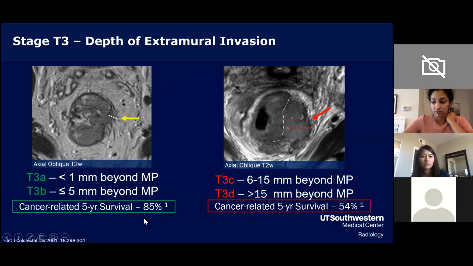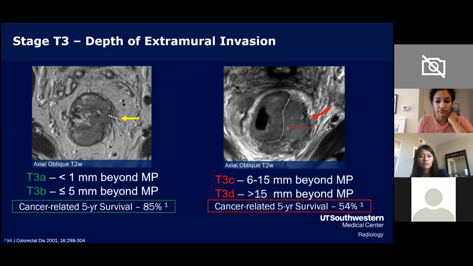And the reason this is important is because it's an important prognostic indicator. Cancer-related 5-year survival is 85% in T3A or B tumors and 54% in T3C or D. So much so that in Europe, T3A and B tumors, which are less than 5 millimeters beyond the muscularis propria, are treated in the same manner as T2 and T1 tumors in the US.